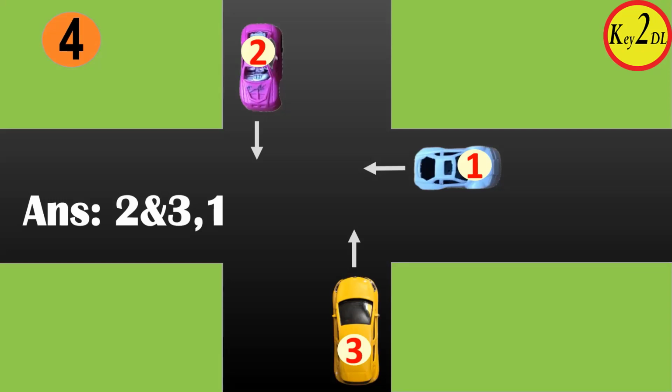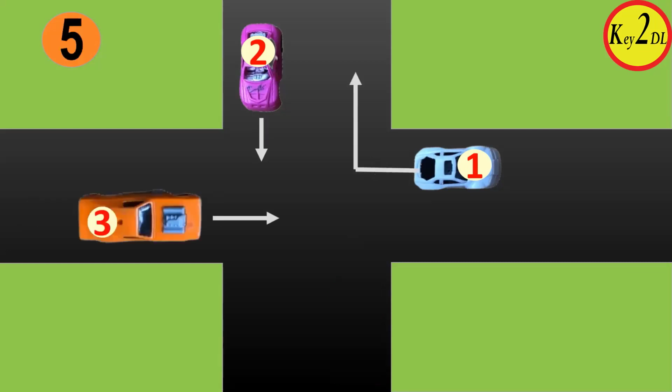Yes, 2 will pass, and 1 is waiting. At that time, without wasting time, 3 should also pass. So 2 and 3 are going together, parallelly. And then 1 will go last. This is a little bit tricky, but this should be the answer.